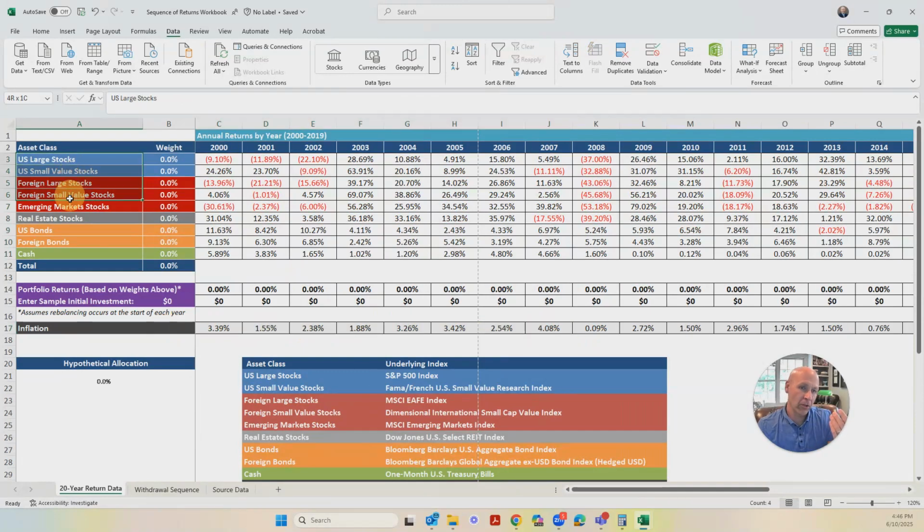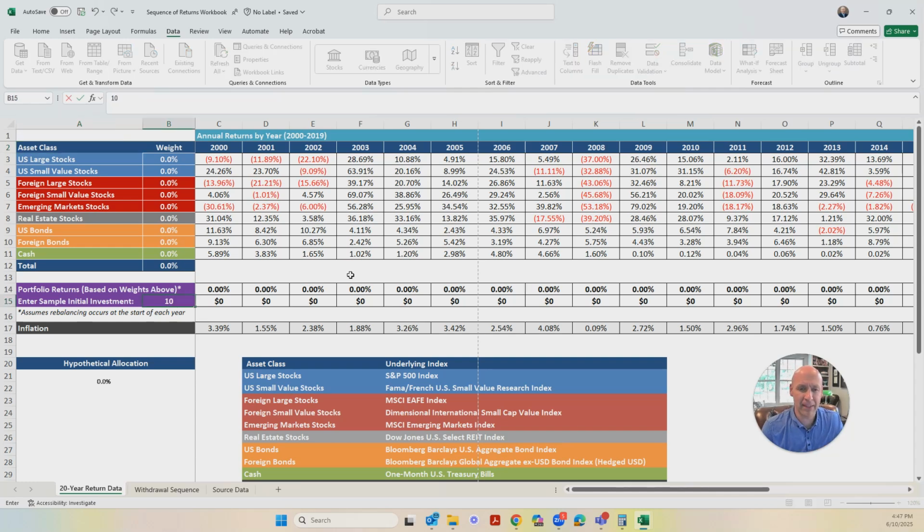And if you're wondering where this data came from, U.S. large stocks are the S&P 500 index. The U.S. small cap value stock market is the Fama French U.S. small value research index. International developed markets are the MSCI EAFE, which stands for Europe, Australasia, Far East Index. And then you can see that the bond market is the Bloomberg Barclays U.S. Aggregate Bond Index, cash, 1 month U.S. Treasury bills.